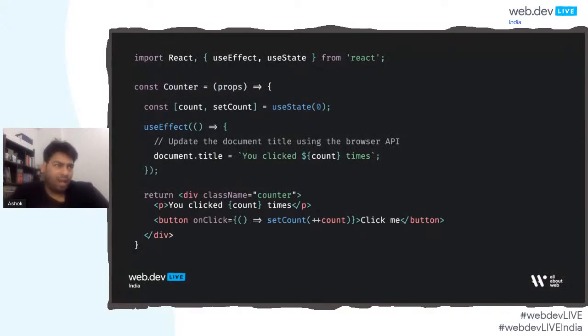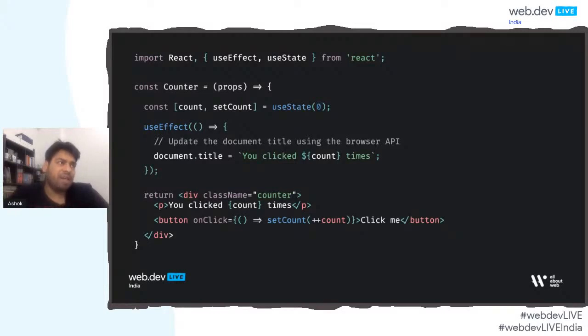Another hook in React is called useEffect. What useEffect does is it lets you use specific lifecycle methods inside your React function component. A lifecycle method can be either componentDidMount or componentWillUnmount, and there are certain other lifecycle methods as well. So this useEffect, like useState, takes a specific callback, and that callback gets called every time your component re-renders.